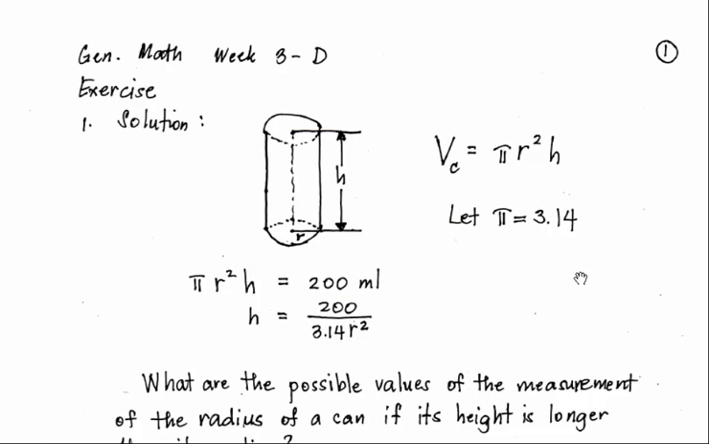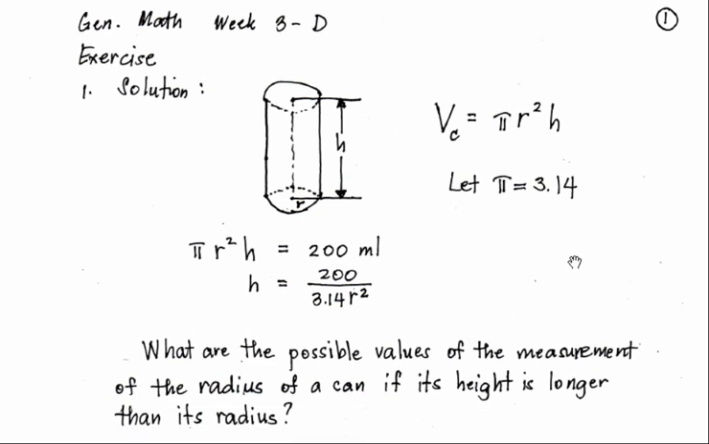For the solution, I have presented a drawing because I am comfortable sketching the situation in the problem. So we have a cylindrical can with a radius of r and with a height of h. In terms of r and h, the volume of the cylinder is equal to pi r squared h as given. And as given also, we let pi equals 3.14. Moving on, we have volume, which is pi r squared h equals 200 ml.